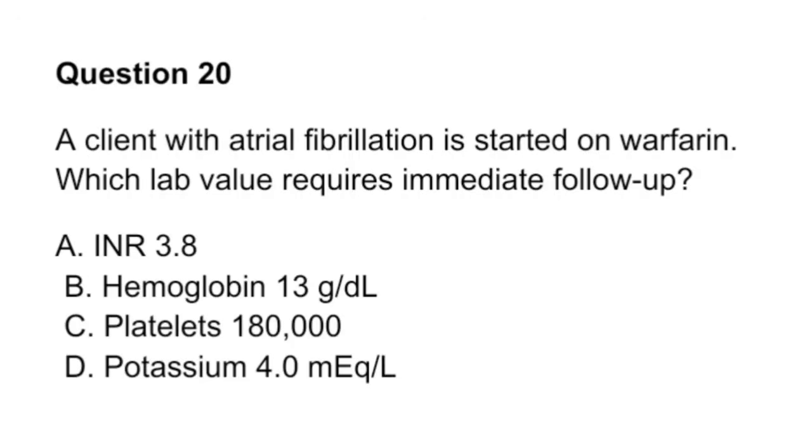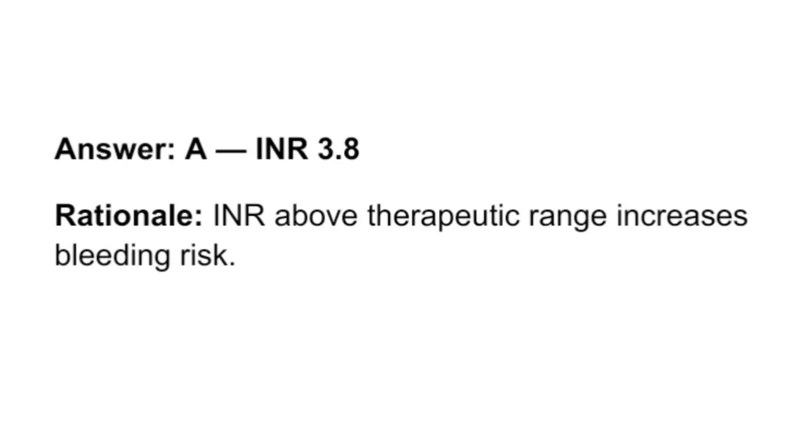Question 20. A client with atrial fibrillation is started on warfarin. Which lab value requires immediate follow-up? A. INR 3.8. B. Hemoglobin 13 grams per deciliter. C. Platelets 180,000. D. Potassium 4.0 milliequivalents per liter. The answer is A. INR 3.8. INR above therapeutic range increases bleeding risk.